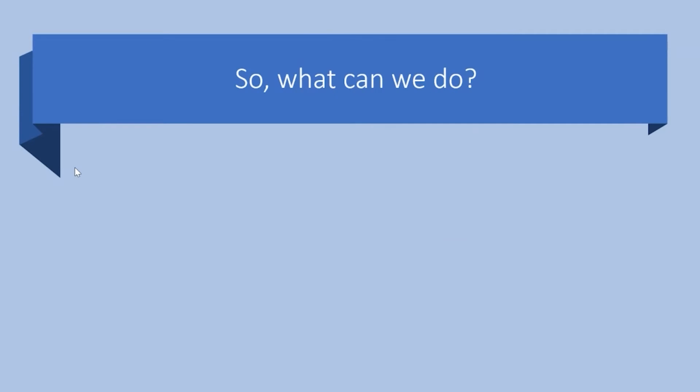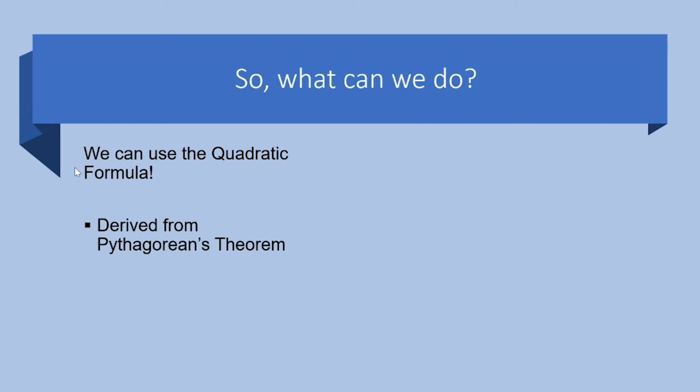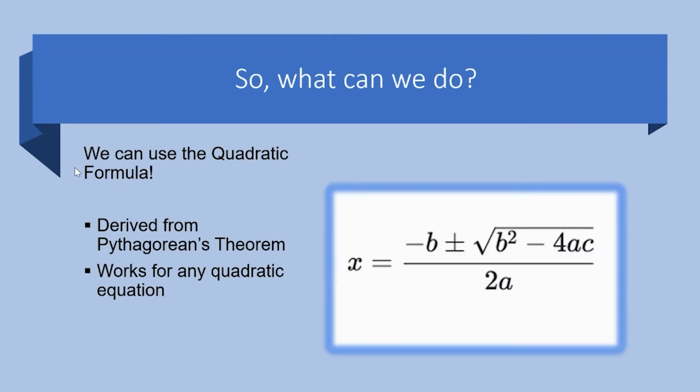So what can we do? We can use the quadratic formula. It is derived from Pythagorean's theorem, and it works for any quadratic equation, which means we will be able to use it anytime we cannot use some of those other methods. The quadratic formula is x equals the opposite of b plus or minus the square root of b squared minus 4ac, all divided by 2a.